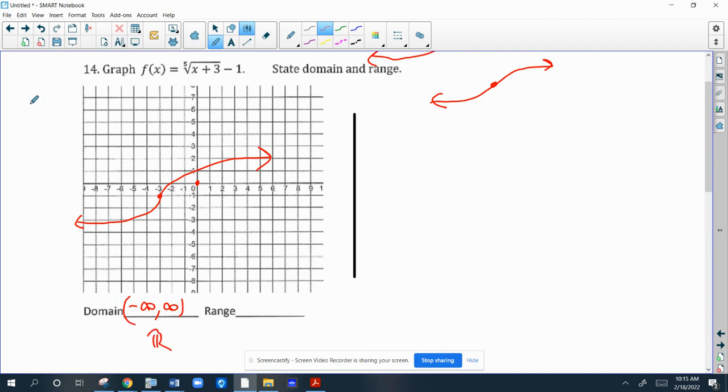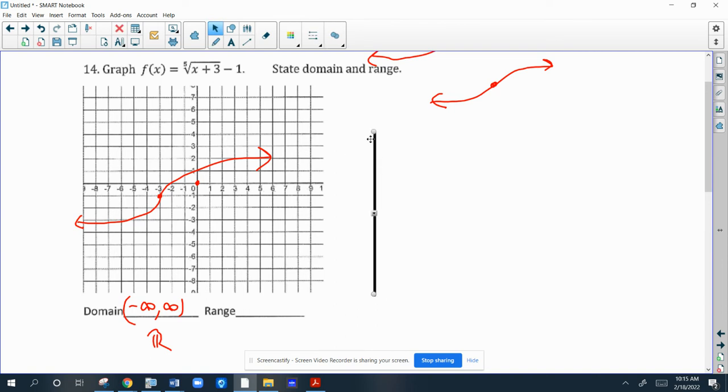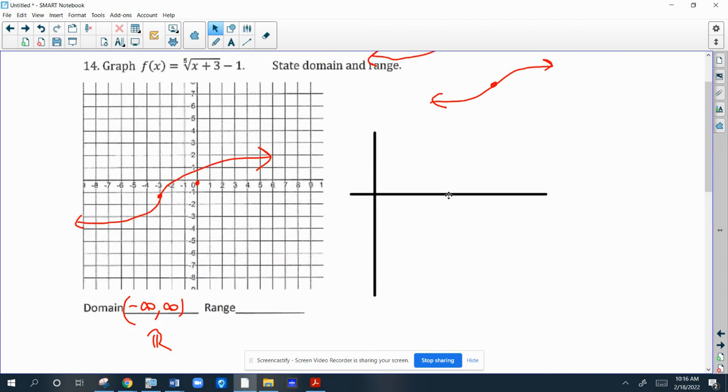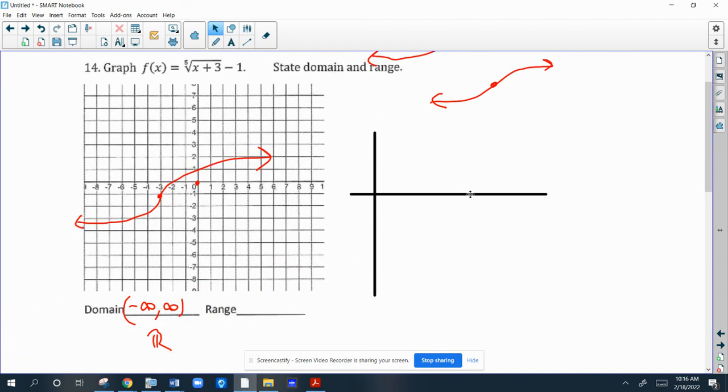Range is the y. So you'll take your pencil, you'll hold it like this now. Start as low as you can on the y-axis. So it will be touching it down here because this side is going all the way down. It keeps going down and it keeps touching it. The right-hand side keeps going up, so it will still be touching it.